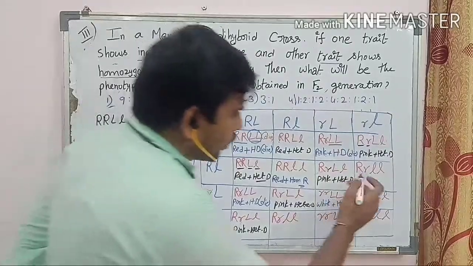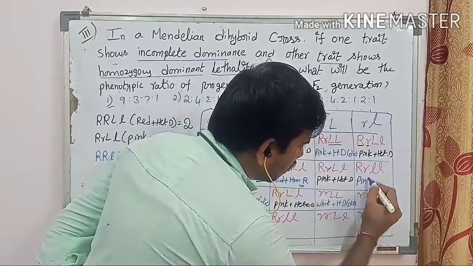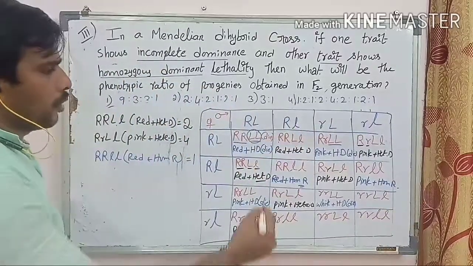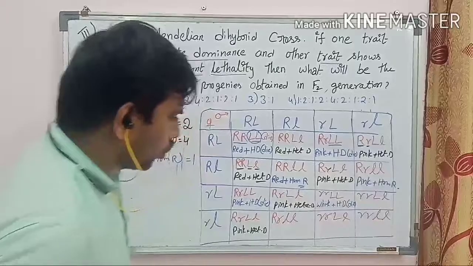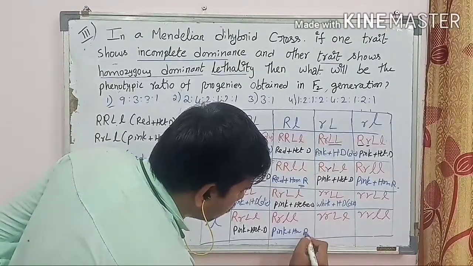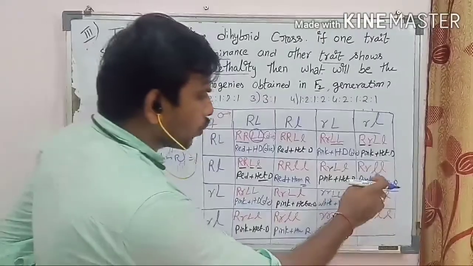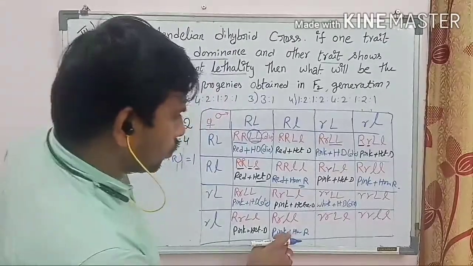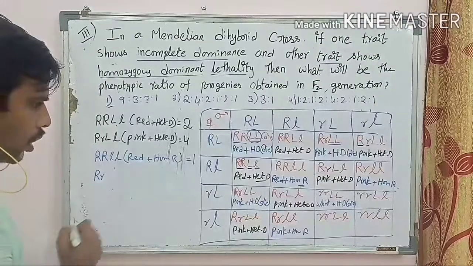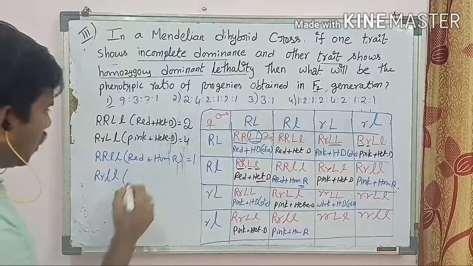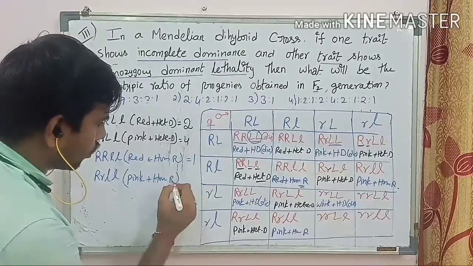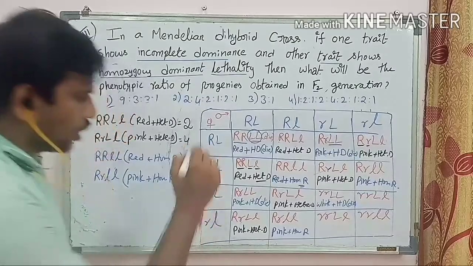Now we will see this. This is a pink plus homozygous recessive. How many will be there like that? Pink homozygous recessive. Now here 1 and here 2. So we'll write the genotype capital R, small l, small l. Now this actually gives pink plus homozygous recessive. How many are there? Total 2.